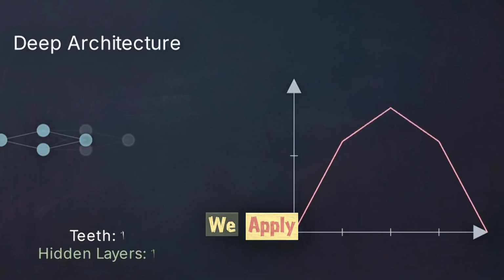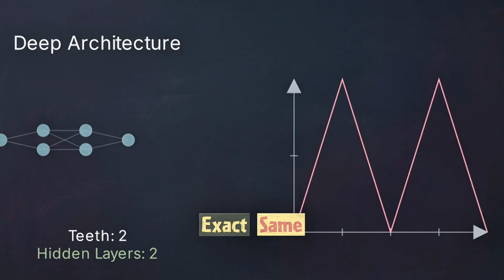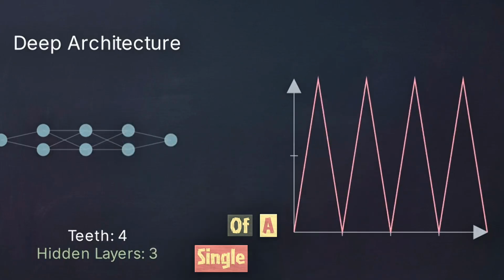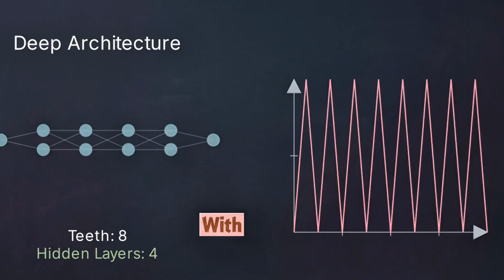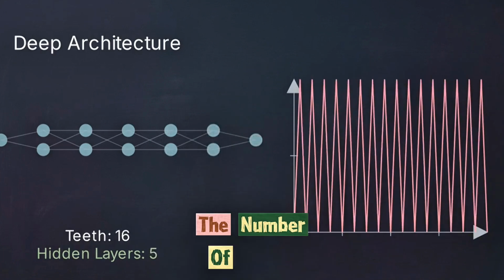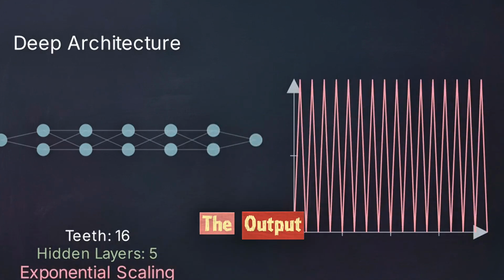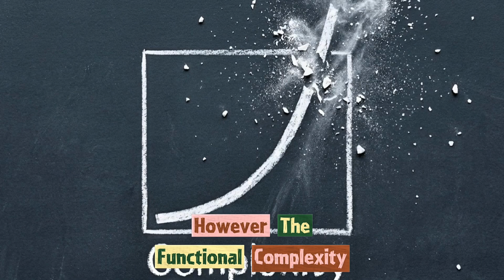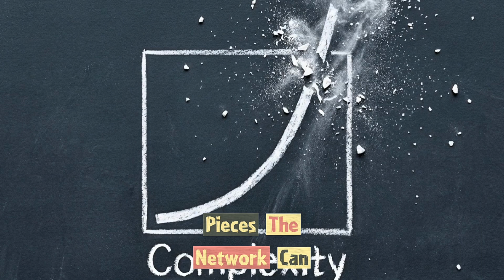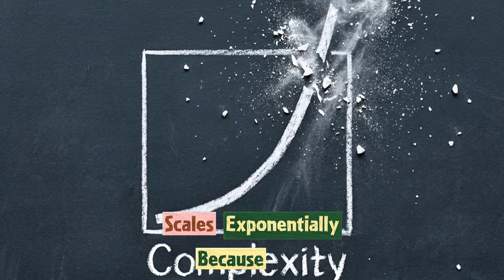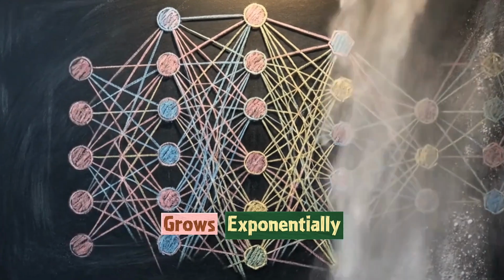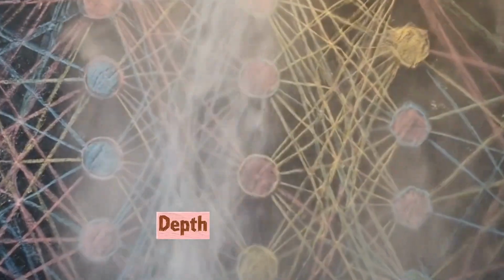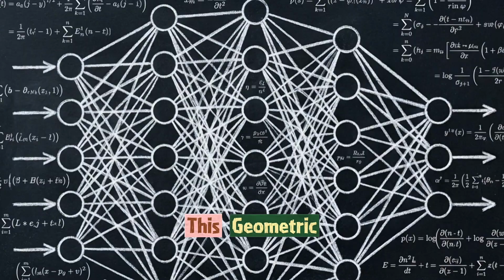Watch what happens when we apply a deep, multi-layer architecture to that exact same function. We feed the output of a single tooth through the network iteratively. With every cascaded layer we add, the number of linear pieces, or teeth, in the output doubles. In a deep network, the parameter count only scales linearly with the number of layers you add. However, the functional complexity, the amount of linear pieces the network can model, scales exponentially. Because the complexity of the model grows exponentially faster than the number of required parameters, depth mathematically beats width. This geometric advantage forms the foundational architecture of deep learning.